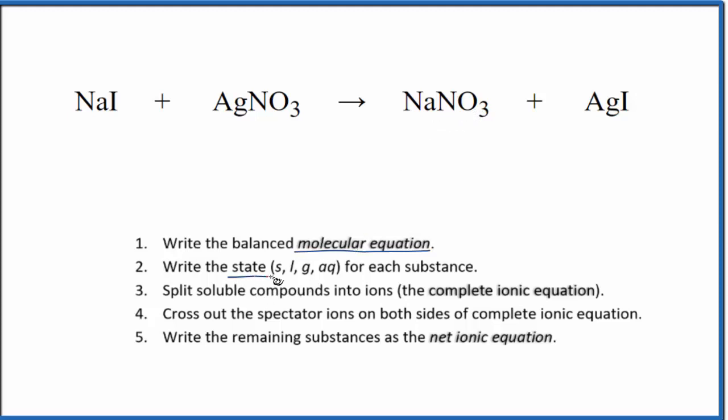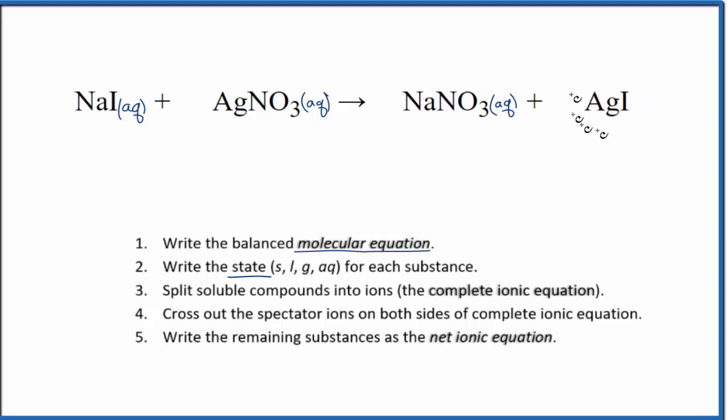Next, we'll write the state for each of the substances. The NaI here and the AgNO3, we're going to assume that they're dissolved in water, and we're going to write aqueous for dissolved in water. We could also check that on a solubility table if we wanted. Sodium nitrate. Nitrates are usually soluble, so we're going to put an aqueous that's dissolved.